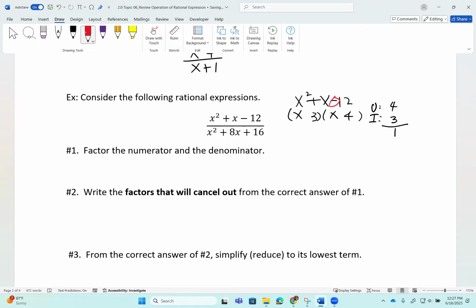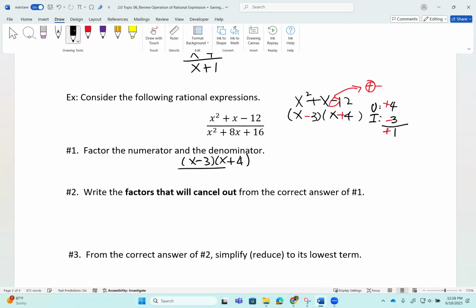Last sign tells me how to get to the middle term. When the last sign is negative, the 2 signs in the parentheses are 1 positive, 1 negative. Since my middle term is a positive 1x, I gotta give this positive to the bigger of the 2, inner and outer, because I need more positive than negative to end up with a positive 1. So the outer, as you can see, needs to be a positive 4. So that'll be 1 times positive 4 back here, and the inner negative 3 times 1, negative 3. So that's x minus 3 times x plus 4.